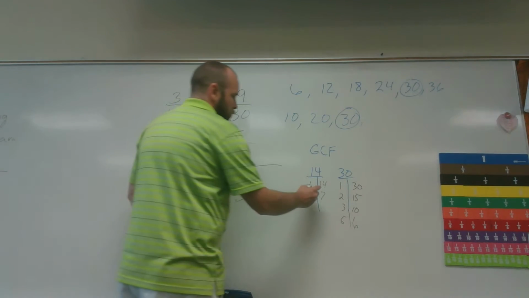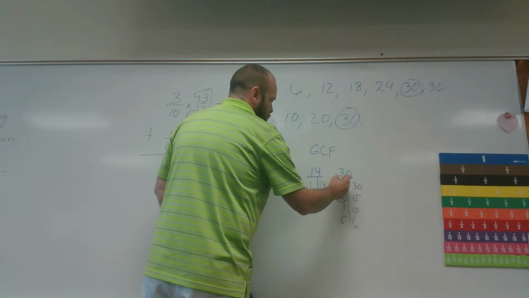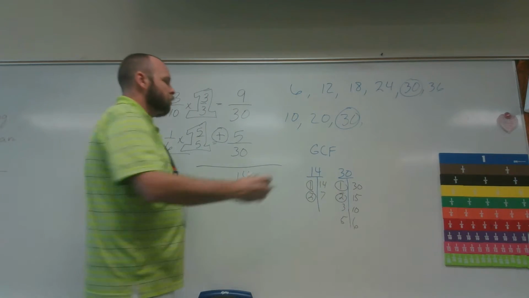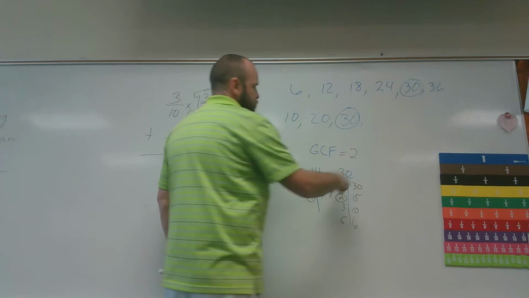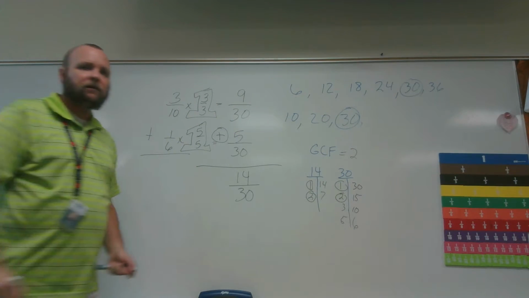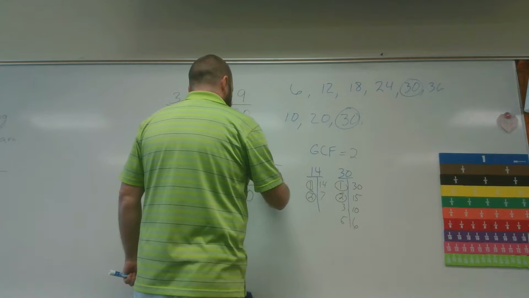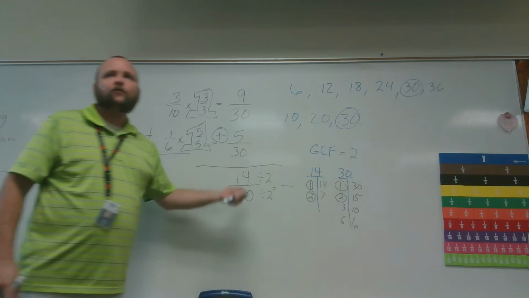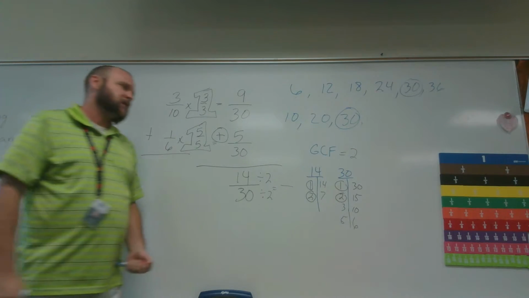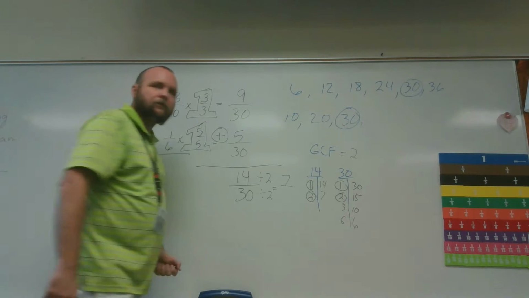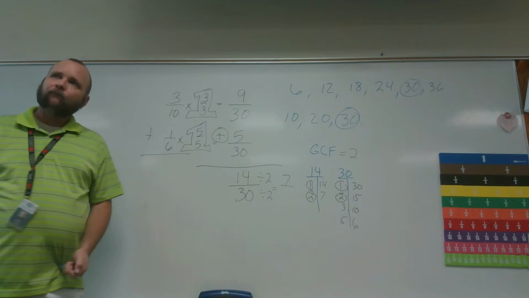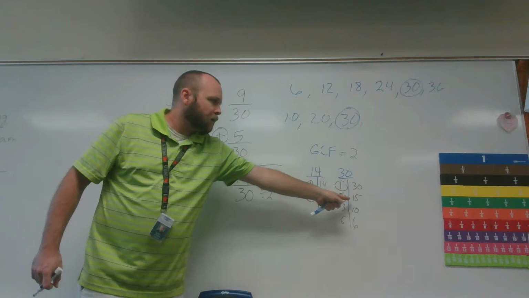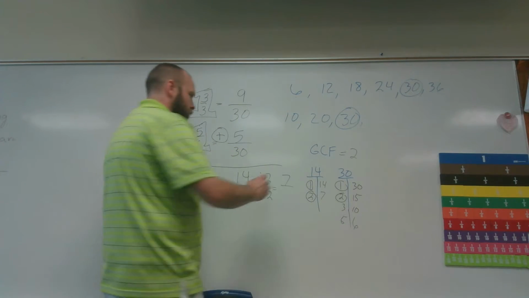2. They both have a 1 in common, and they both have a 2. So the greatest common factor is 2, because that's the biggest one they have in common. Correct. So if I divide both the numerator and denominator by 2, what is 14 divided by 2? 7. Yep. And 30 divided by 2? 30 divided by 2 equals 15.